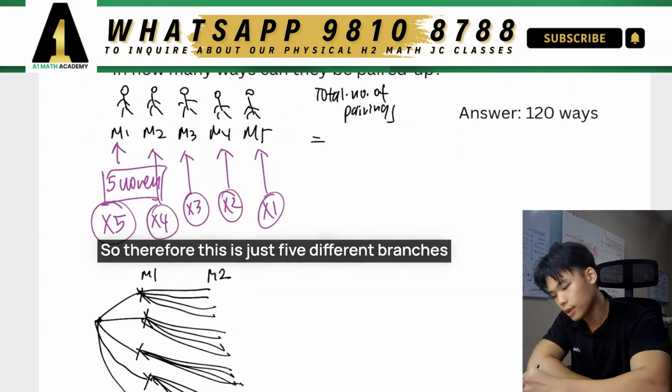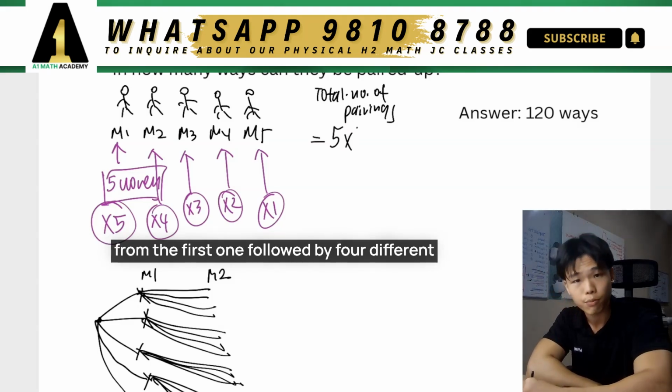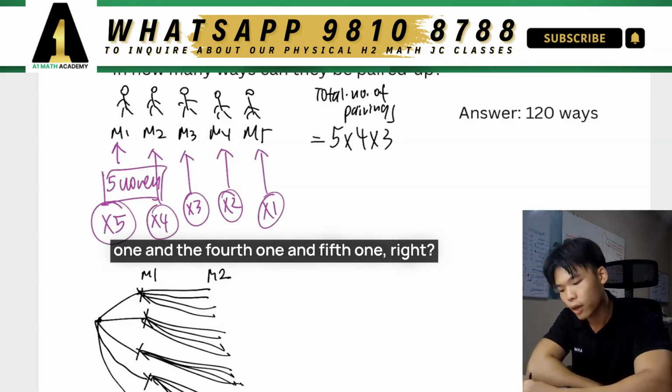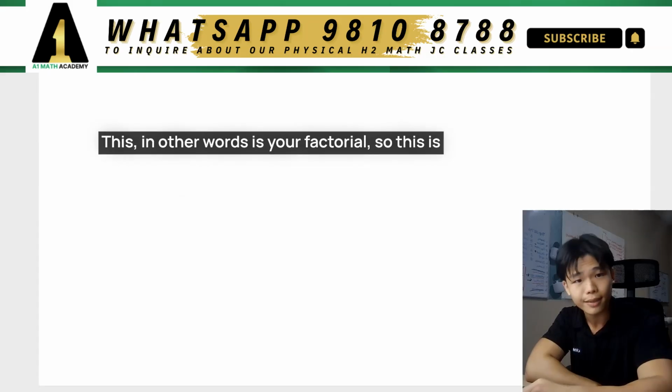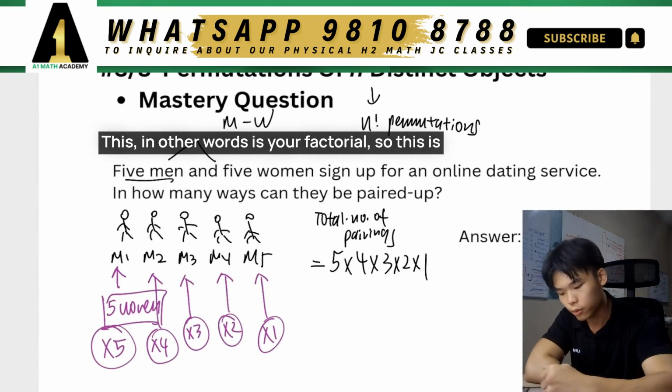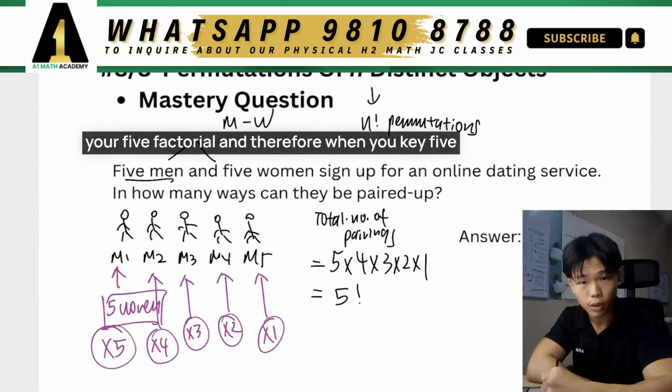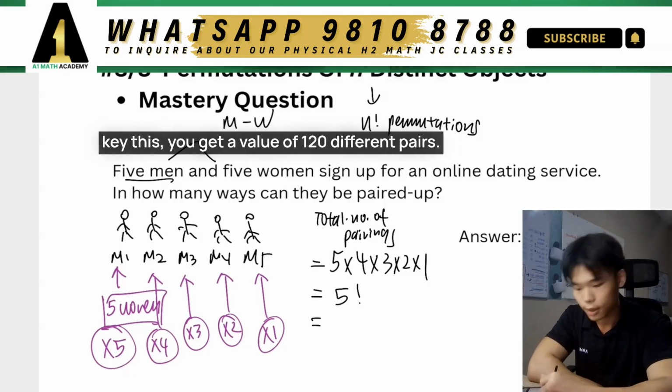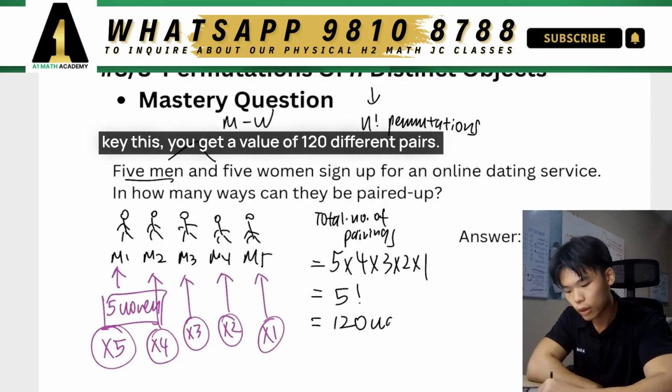So therefore, this is just 5 different branches from the first one, followed by 4 different branches from the second one, then the third one, then the fourth one, then the 5th one, right? This, in other words, is your factorial. So this is your 5 factorial. And therefore, when you key 5 factorial into your calculator, or you just manually key this, you get a value of 120 different pairings, right? And that's the answer to this question over here.